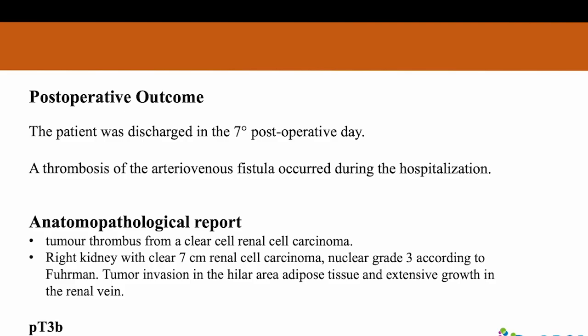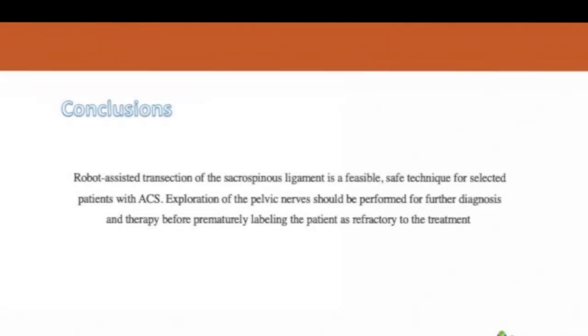The pathological report showed a 4-centimeter grade 3 renal clear cell carcinoma with vascular invasion and extension to the renal vein, T3b. Based on our experience and following previously published studies, we conclude that robotic-assisted surgery is a viable and safe option for T3b kidney tumors, performed by skilled surgeons in high-volume centers to optimize outcomes.